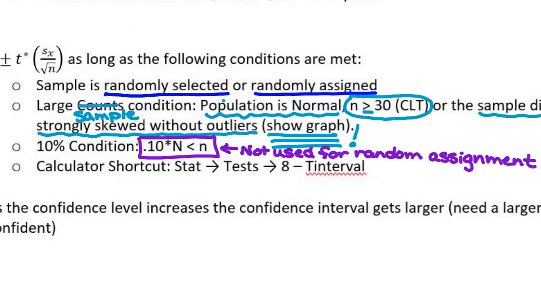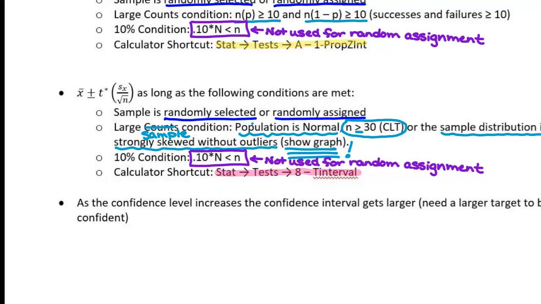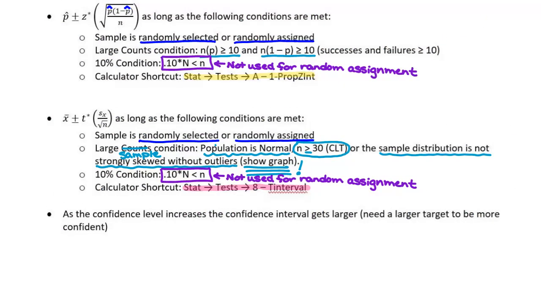We do have a shortcut here as well. Stat tests option number 8 is the T interval. Notice they run it together as almost one word, capital T, and then interval is all lowercase right next to it. So for proportions, one prop z int, and for means, we have the T interval. As the confidence level increases, the confidence interval gets larger. You need a larger target to be more confident. Confidence level increases, interval gets larger.